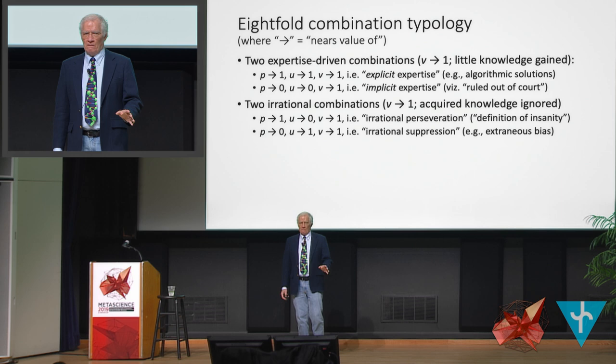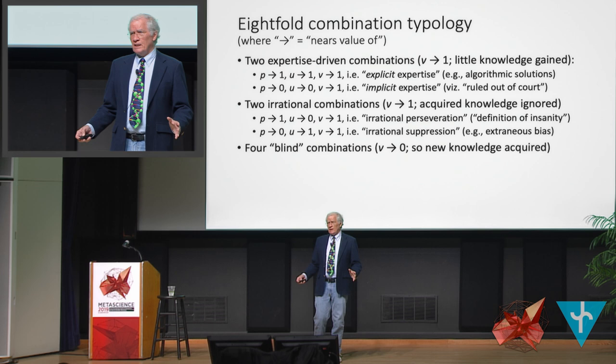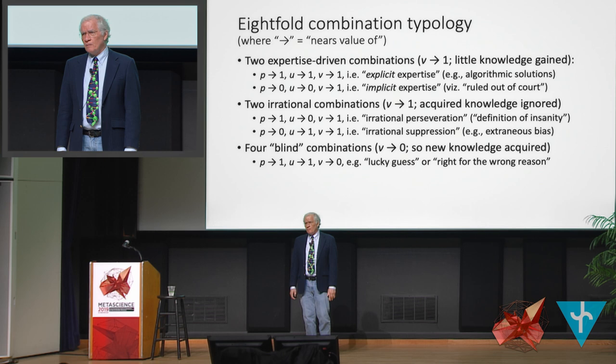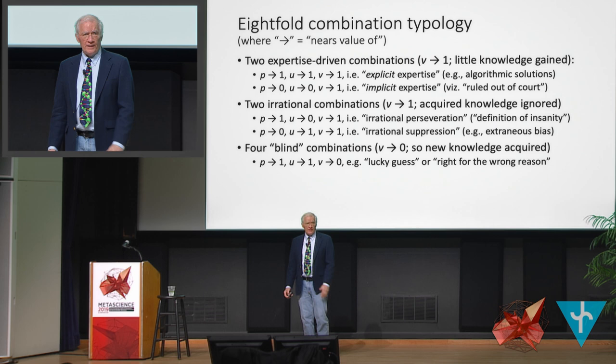And then, and this is actually most important from the standpoint of understanding creativity, there's four blind combinations. They're blind in the sense that you don't know the utility in advance, so you're ignorant. One example is where the initial probability is very high, the utility is very high, but you didn't know that. You were totally ignorant of the utility in advance of generating. This is an example of like a lucky guess, where you really don't know what you're doing, or being right for the wrong reason.